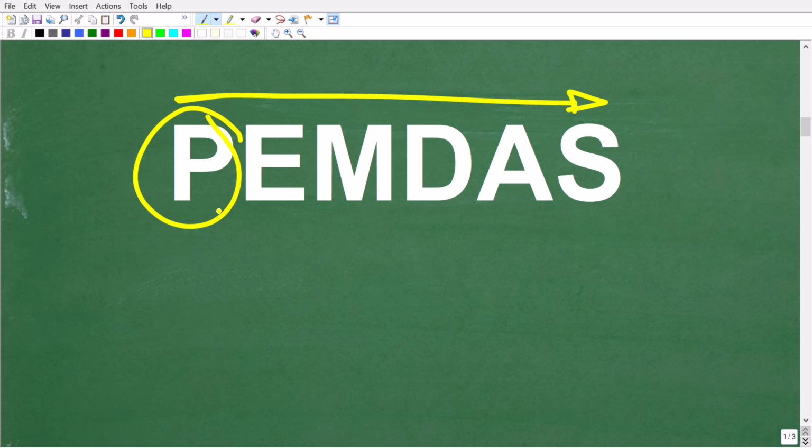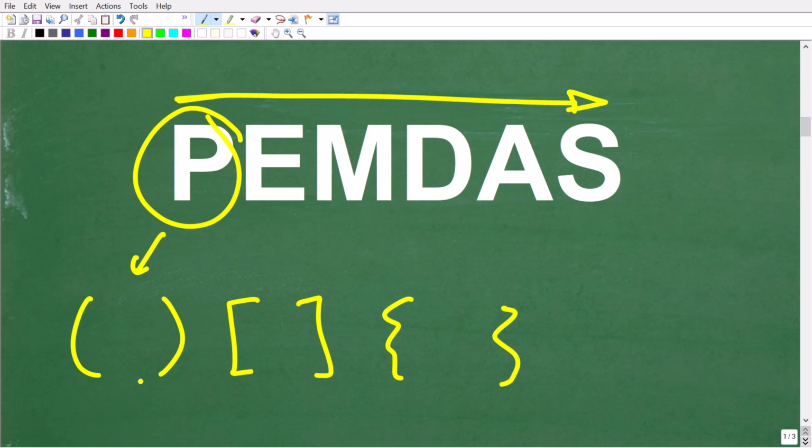So P, we're going to start here, stands for parentheses. If your math problem has any parentheses, but you can also have brackets or these type of squiggly brackets, these are called grouping symbols. So if you see any of these in your math problem, this is where you're going to start. You're going to do all the math inside of these grouping symbols first before you do anything else. Once again, not all math problems will have parentheses or grouping symbols, but if they do, that's where you need to start first.